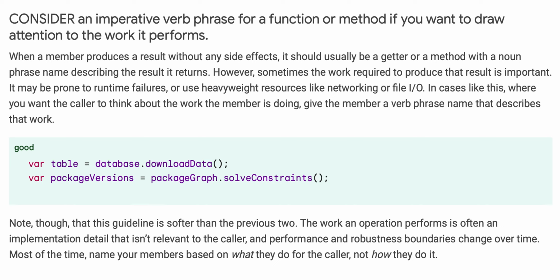About our next lecture in the Effective Dart series. This is about naming of a function or method. If we want to draw attention to the work it performs, we should use an imperative or a declarative verb phrase.